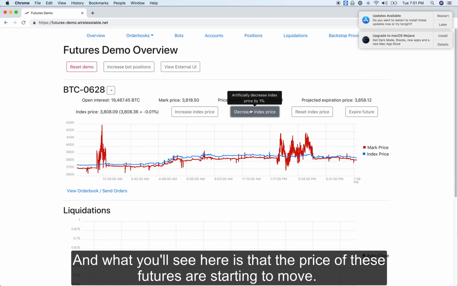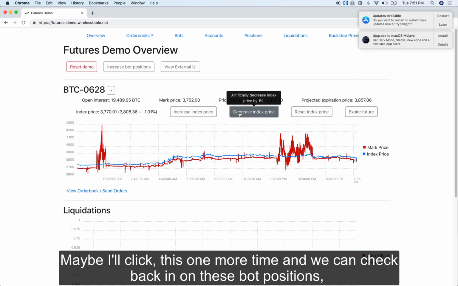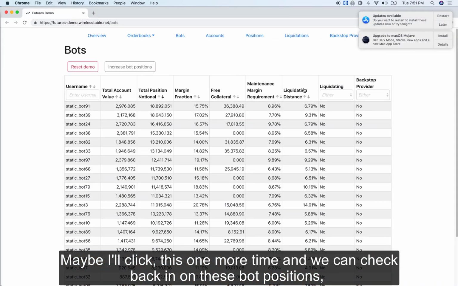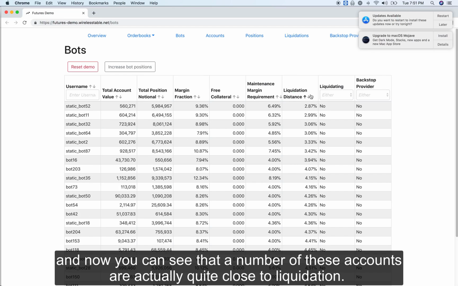And what you'll see here is that the price of these futures are starting to move. So you can see this little blue line here is starting to decrease. Maybe I'll click this one more time, and we can check back in on these bot positions. And now you can see that a number of these accounts are actually quite close to liquidation.